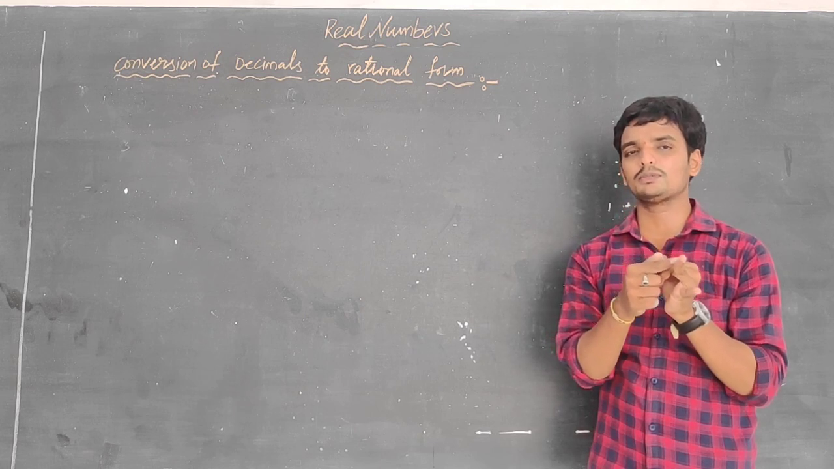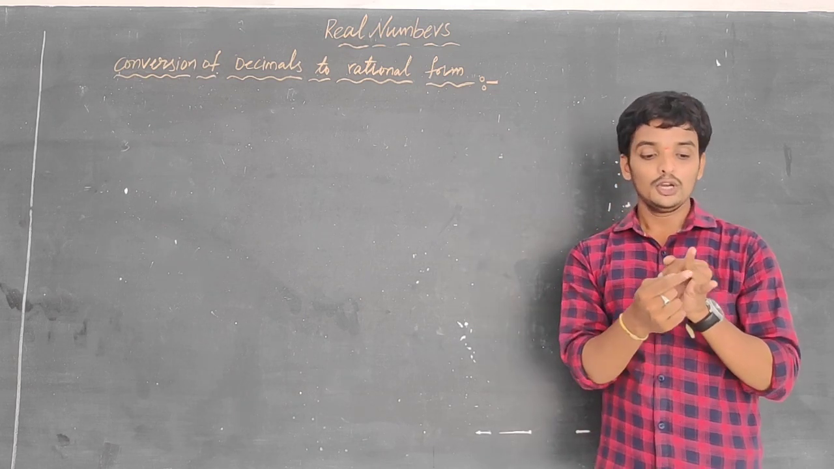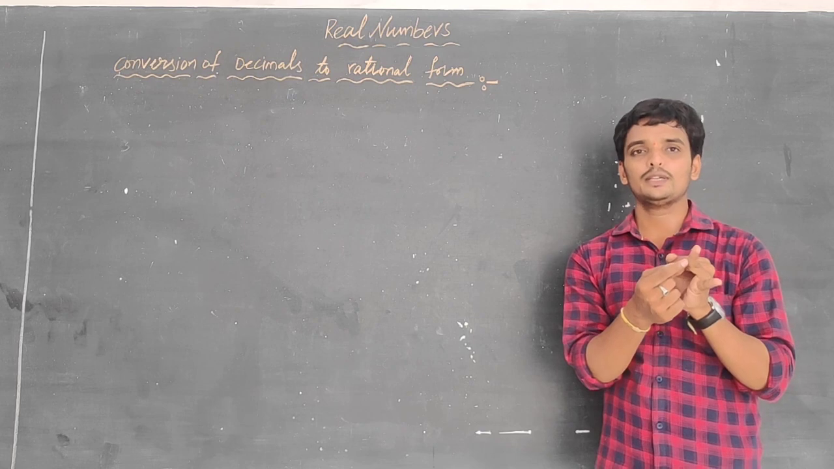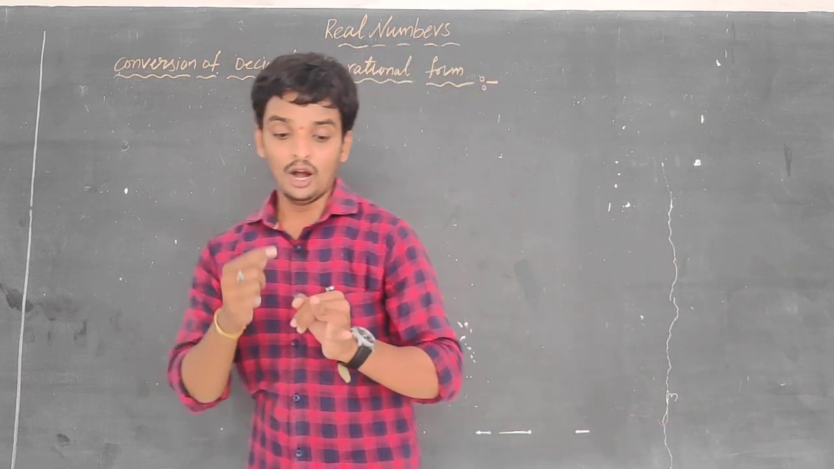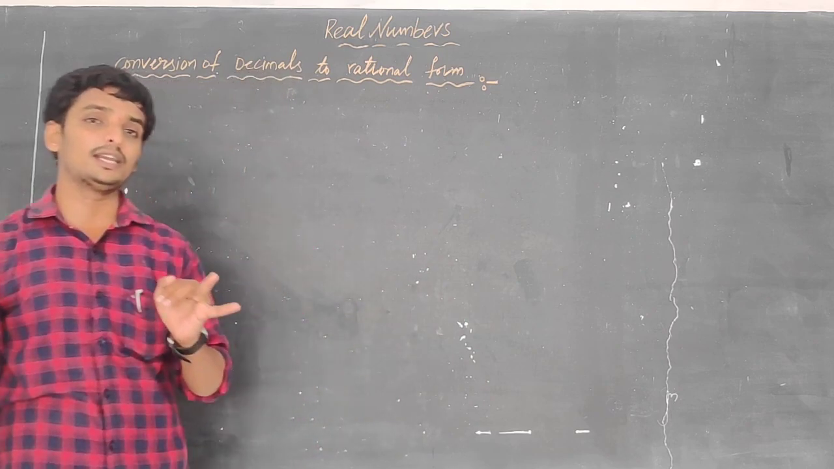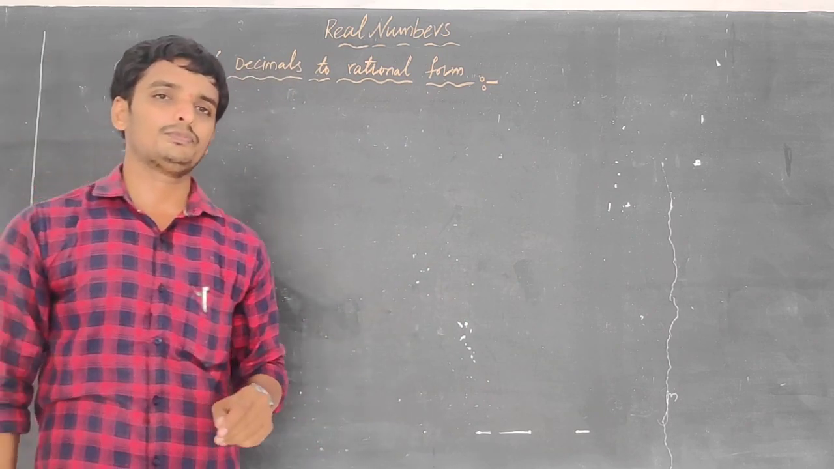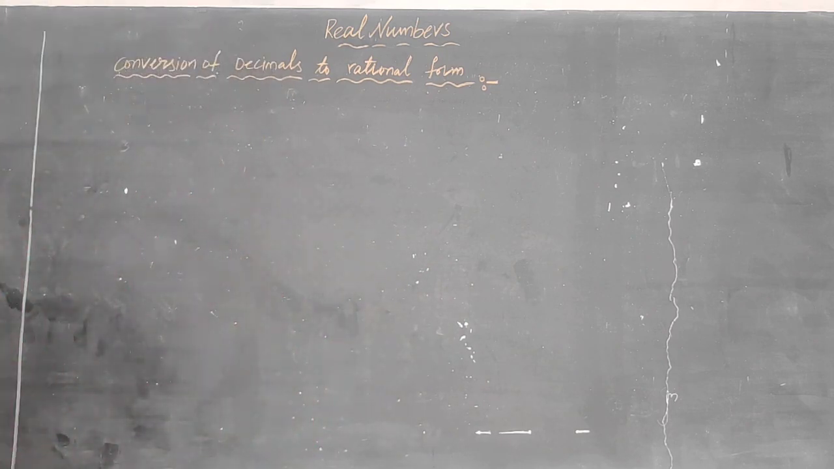Non-terminating recurring decimals means they are having a bar. So now we have learned these two topics. How can we convert terminating decimals into p by q form? How can we convert non-terminating recurring decimals into p by q form? So we can learn. So write the question. I am writing on the board.